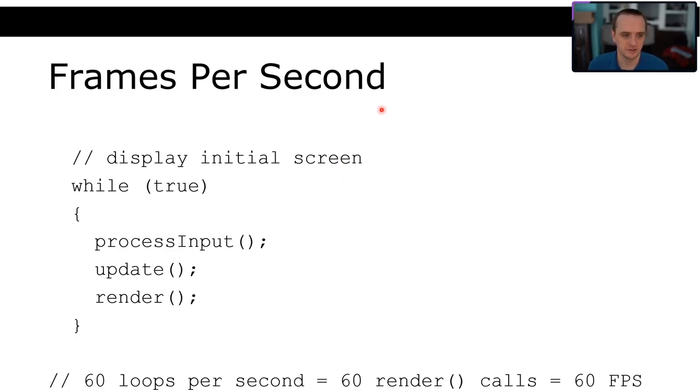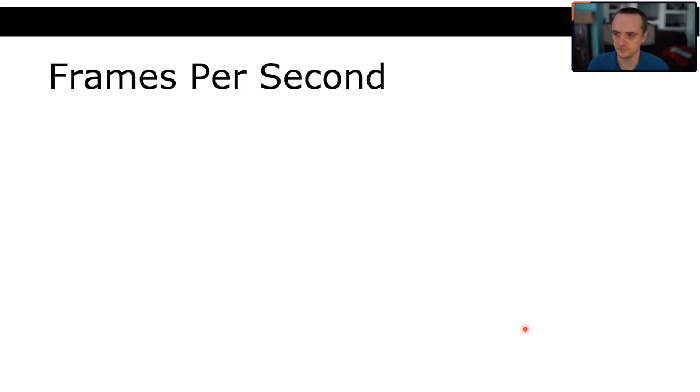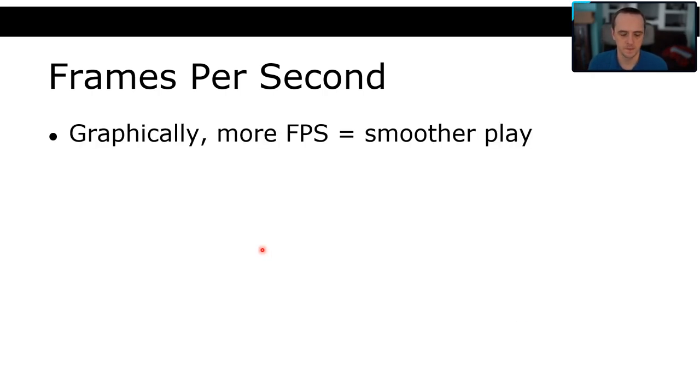So, frames per second, how does that work? We're going to do the same thing as before, where we display the initial screen, and then we loop: we process the input, we update, and we render. And so, for example, if we just happen to have 60 of these loops per second, then that would be 60 render calls per second, and that would be 60 frames per second that you would see on your computer, okay? So when we talk about frames per second, we're talking about the rendering calls. So graphically, more frames per second equals smoother play, right? And so we would want to have the most frames per second possible.